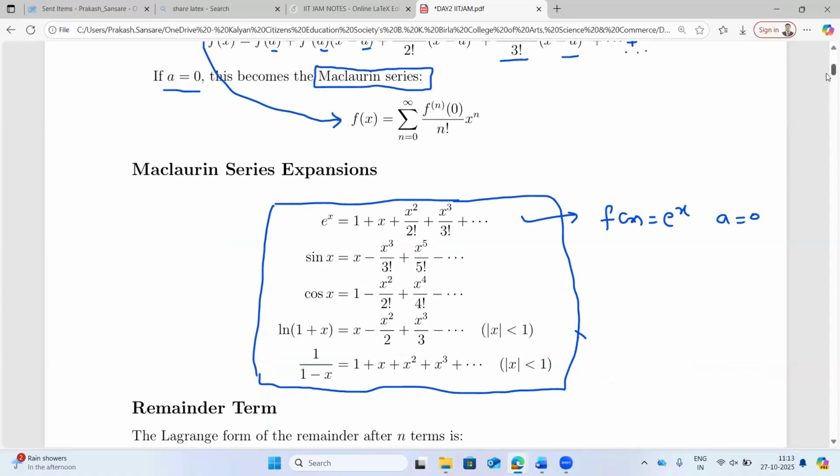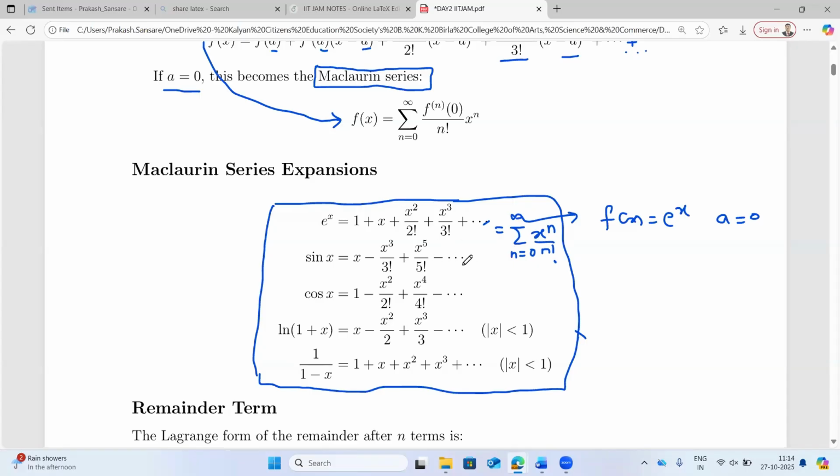At the same time, as a tip for IIT preparation, I strongly recommend that everyone memorize or remember these standard formulas, which will definitely help you in problem solving. So e power x is this formula, sin x is x minus x cube by 3 factorial. Of course, one can write this as summation x power n upon n factorial, where n goes from 0 to infinity. This is the compact form of e power x.